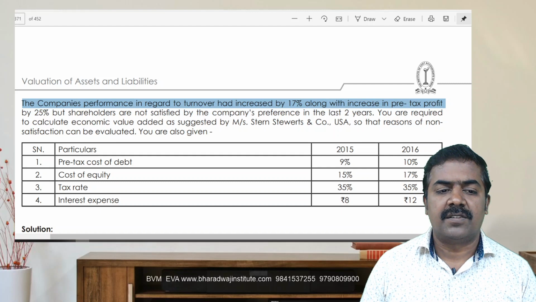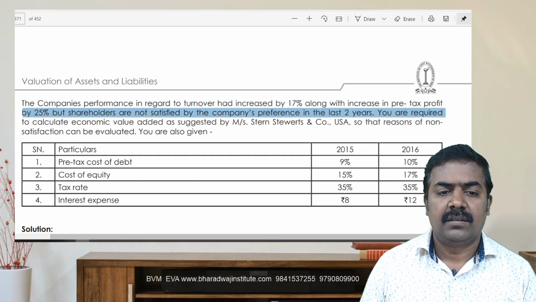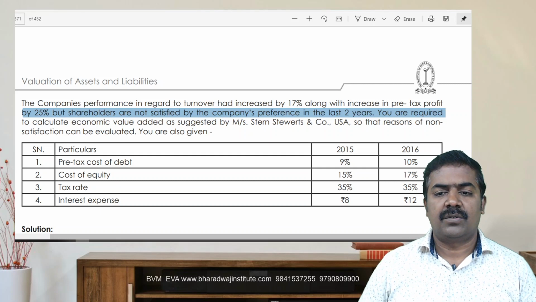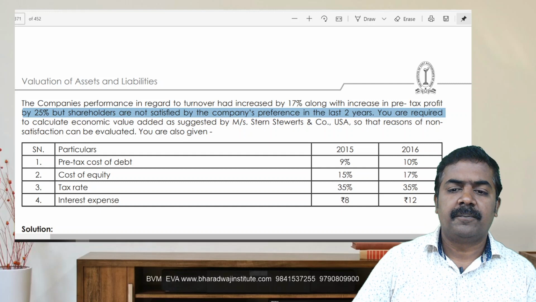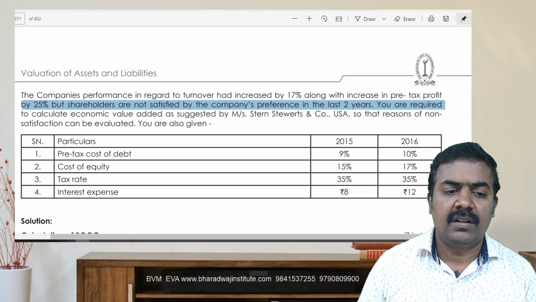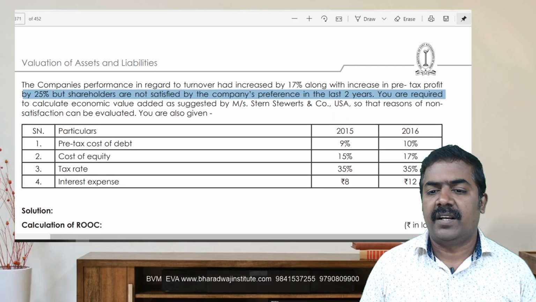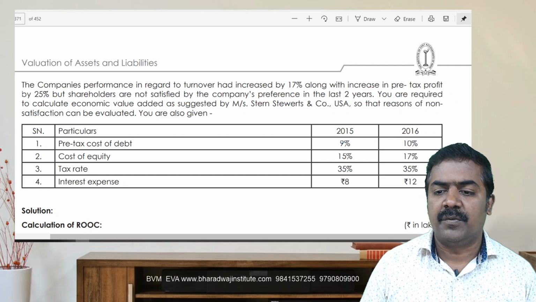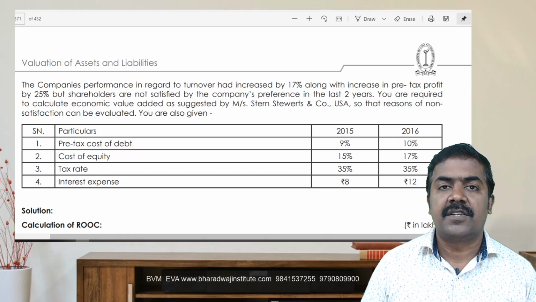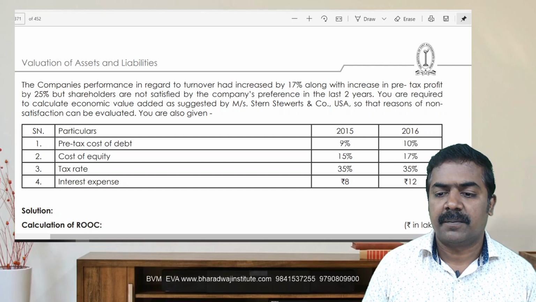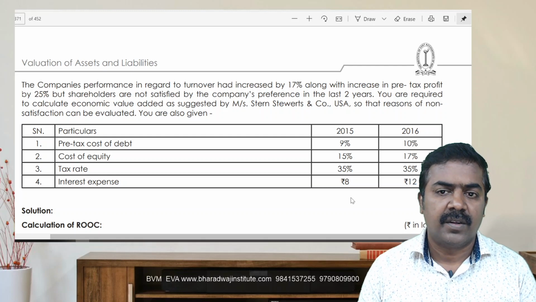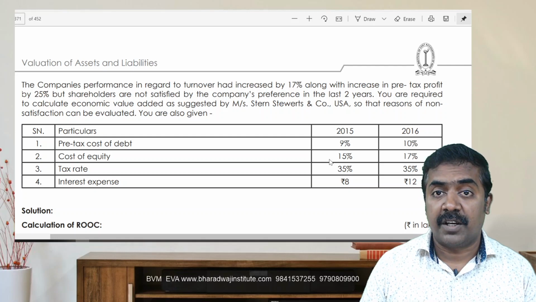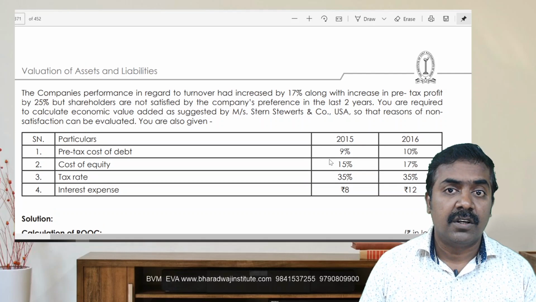The company's performance has increased. Preference shareholders are not satisfied for the past 2 years. You are required to calculate EVA. We are given pre-tax cost of debt, 9% and 10%. Cost of equity is 15% and 17%. Tax rate is given to us and interest expense is given to us. So, in this problem, we are not given weighted average cost of capital.